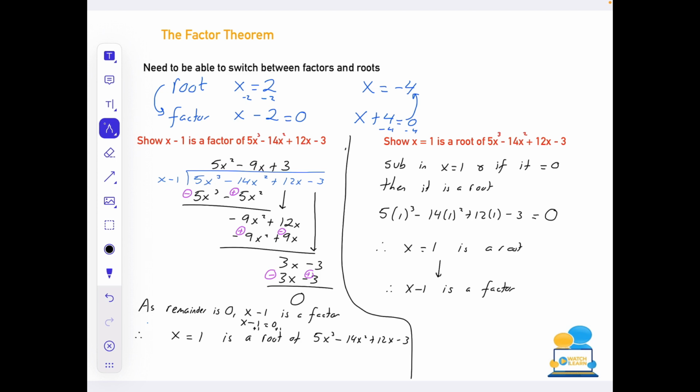Okay, we are going to be switching between these quite a lot. We need to be able to switch between these methods. Sometimes one is easier than the other depending on how the question is phrased. So obviously here, if you want to show that something is a factor, immediately just go to long division. If you want to show that something is a root, it's actually a lot quicker just to sub in the value instead of going through all this to be able to make the same conclusion. So we're going to be switching between them depending on what the question asks. Sometimes we'll have to do one or the other. You need to be able to do both ways.